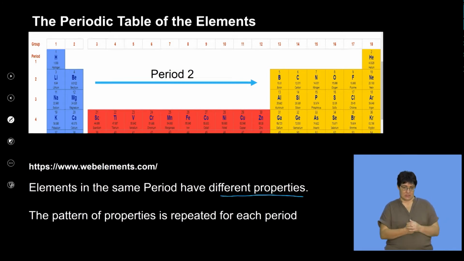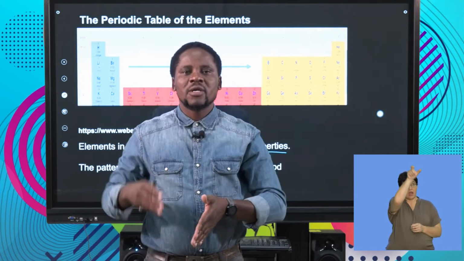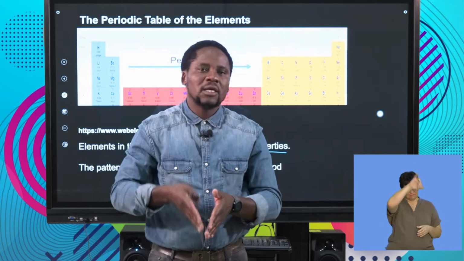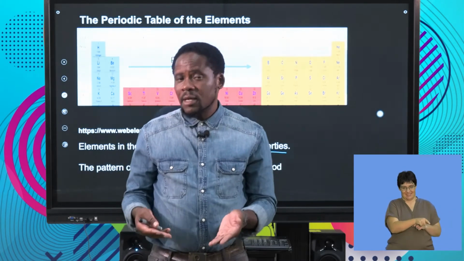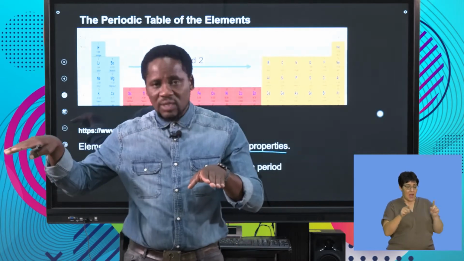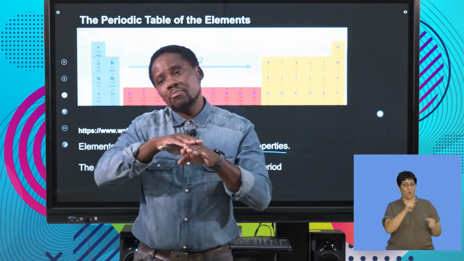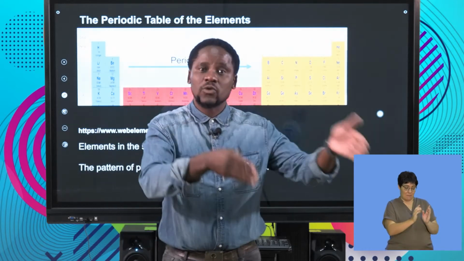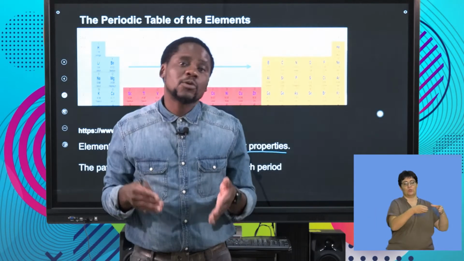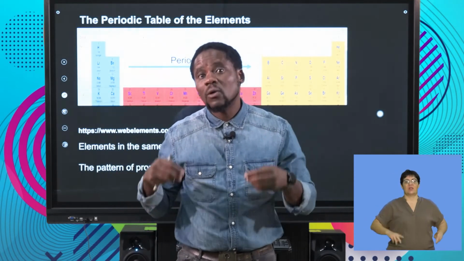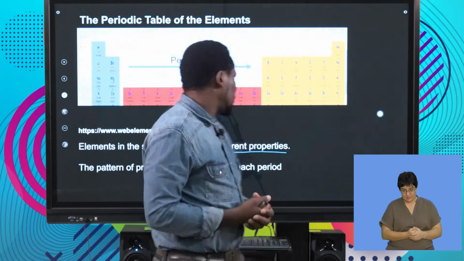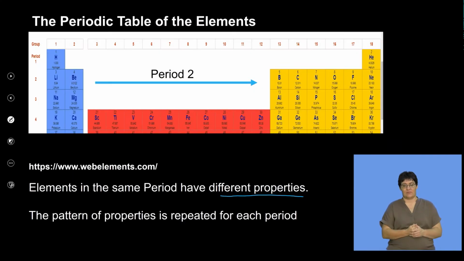Initially, we say that elements that are in the same group exhibit or show similarity in terms of properties. But then if we go across from left to right, we are saying that in the periods, because the elements in the same period are actually in different groups, hence their physical properties will definitely vary or differ from each other, right? So elements in the same period have different properties. That's a very important one.